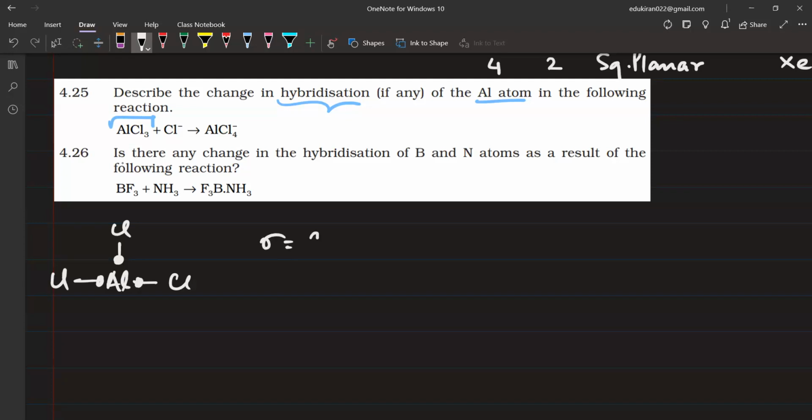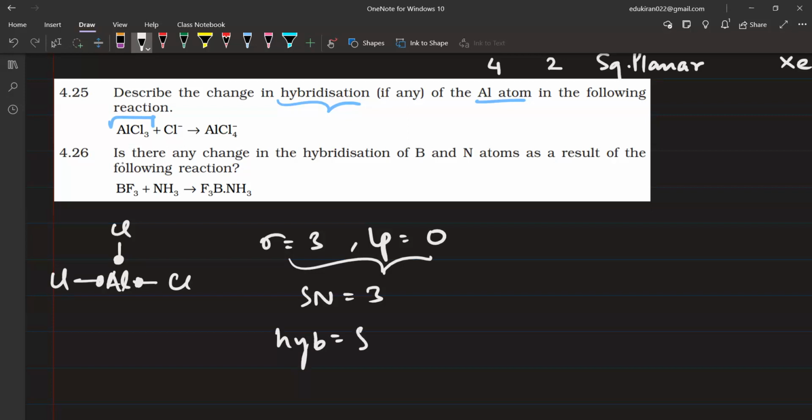So sigma bonds equal 3, and lone pair equals how much? 0, guys. Yes or no? Sigma is 3, lone pair is 0. The steric number will be 3. So what will the hybridization be for 3? sp2. Very good.